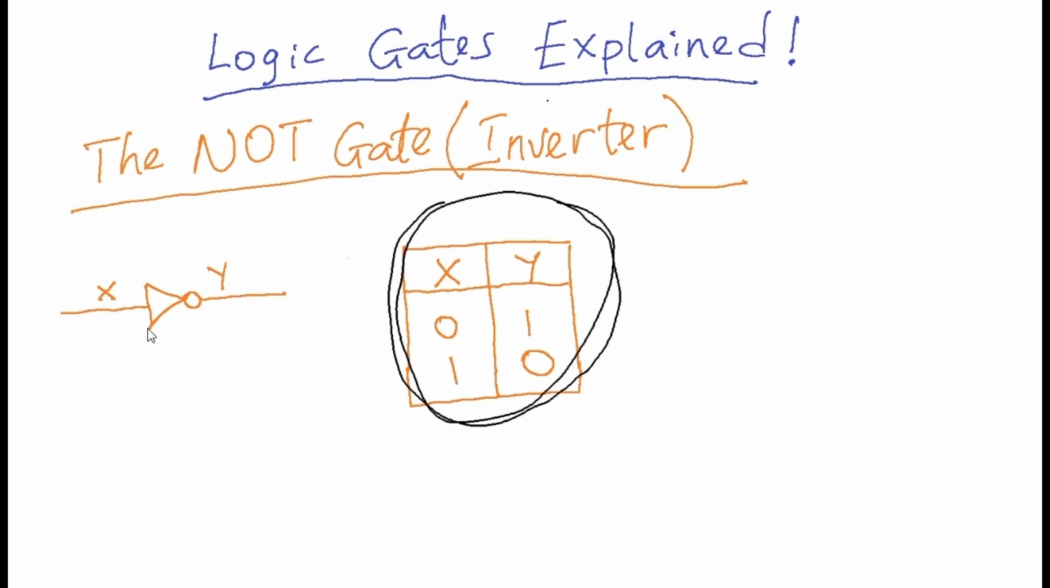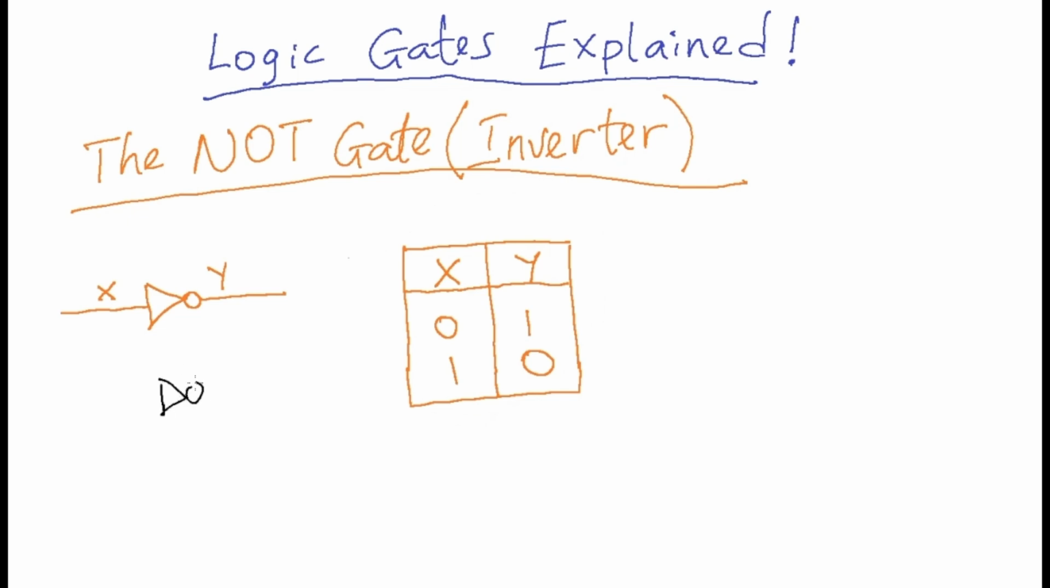The NOT gate can just be described as a triangle with a ball at the right hand side, or a bubble, however you want to call it. It's just as simple as that. A triangle with a bubble attached to the right part. And it has just one input. So this representation here, like I mentioned before, is a truth table.